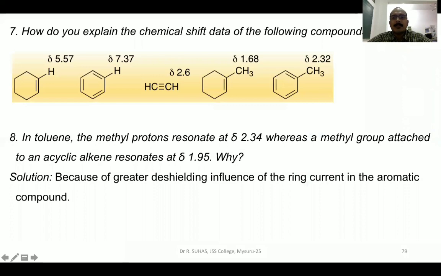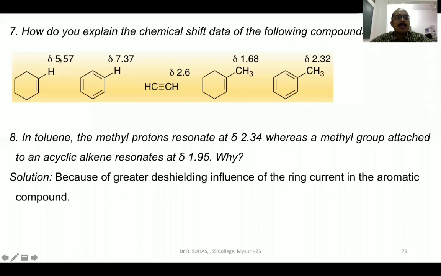The next problem: how do you explain the chemical shift data of the following compounds? So he has given these compounds and also the chemical shift values, and you have to offer your explanation. This proton is showing a delta value of 5.57 and is asking why, justify. The justification that can be given is that the value of 5.57 shows that the proton could be vinylic or alkenic. Yes, definitely this hydrogen is attached to an alkene and hence the value is 5.57.